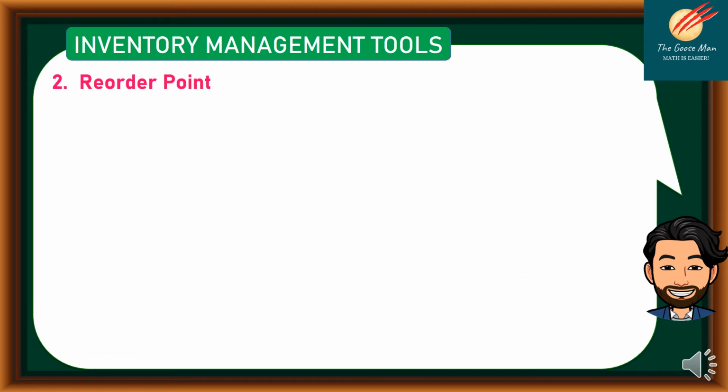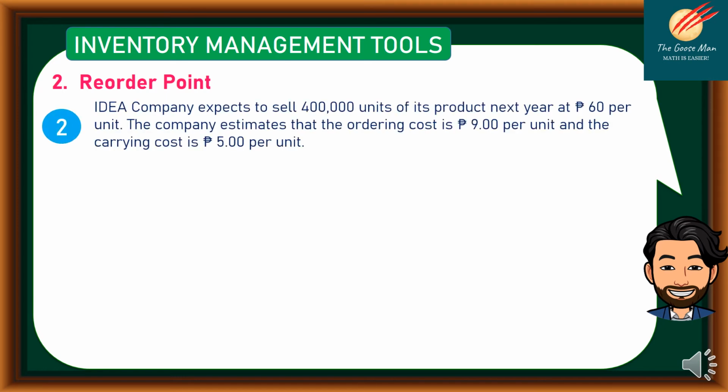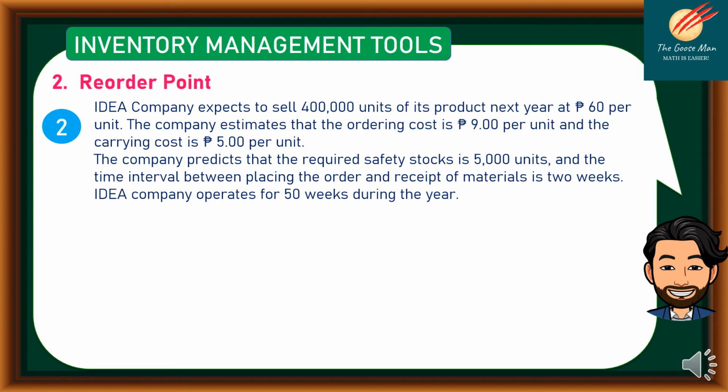So let's take this example. The IDEA company expects to sell 400,000 units of its products next year at 60 pesos per unit. The company estimates that the ordering cost is 9 pesos per unit and the carrying cost is 5 pesos per unit. The company predicts that the required safety stock is 5,000 units and the time interval between placing the order and the receipt of materials is 2 weeks. IDEA company operates 50 weeks during the year.